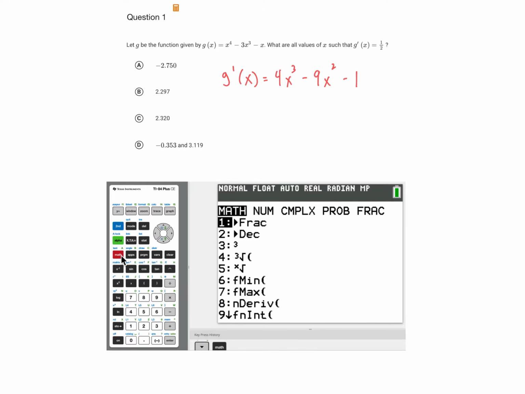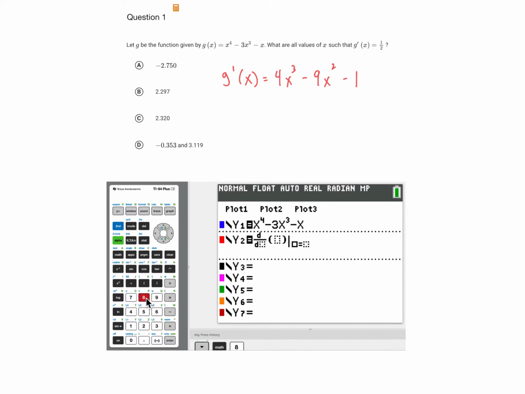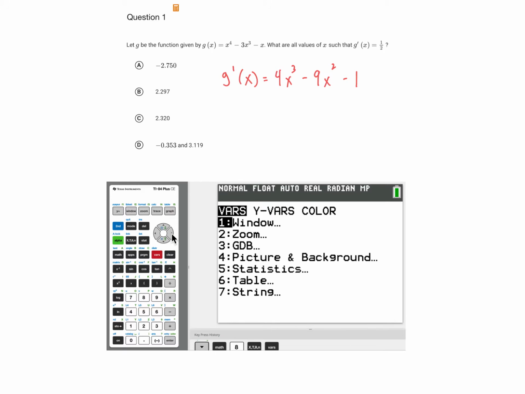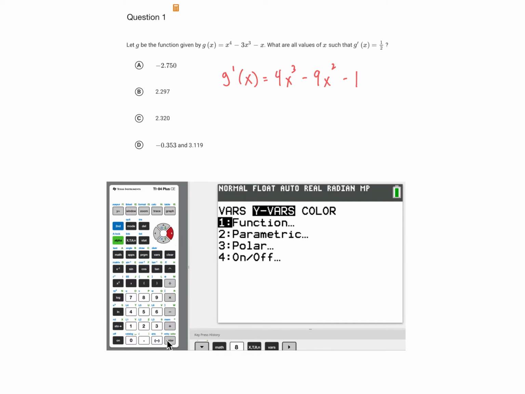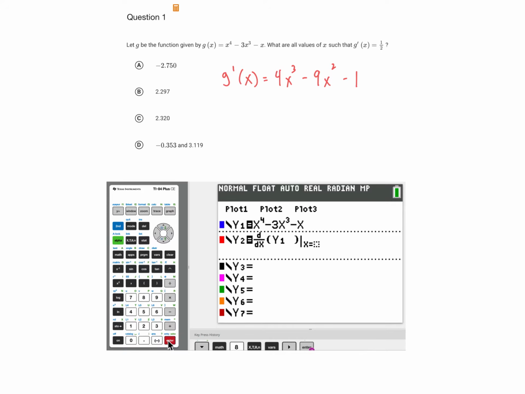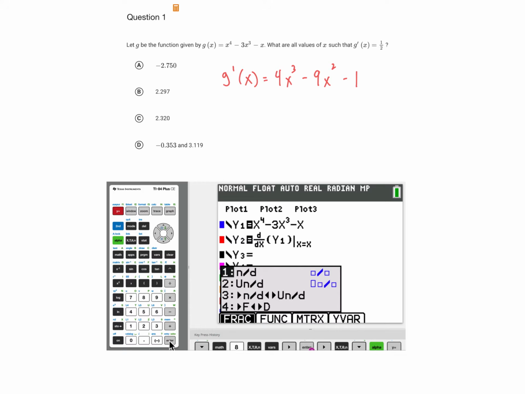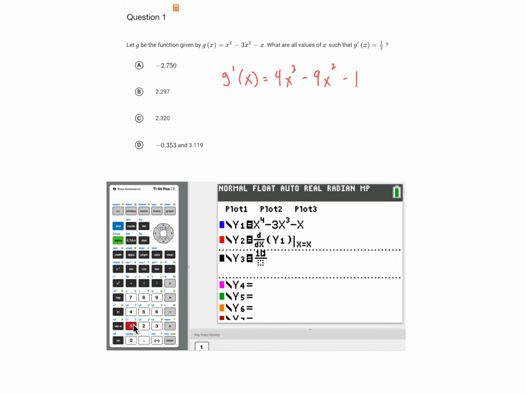And so we'll go to Math 8 for derivative. And then we'll take the derivative of y1, which is g. So go to vars, go over to y vars, hit enter for all the functions. Those are all the y's and y1. And then we'll do x equals x. So that's going to graph the derivative, just like we did before. Before we found the derivative by hand. Here, this is the derivative that'll get graphed.